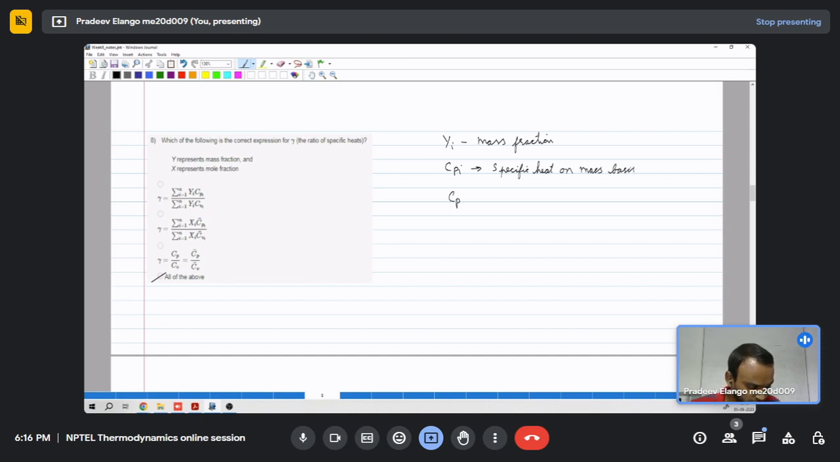So if you want to calculate the Cp for the mixture, we would sum up the product of yi and Cpi. So this will be the Cp of the mixture. So gamma of the mixture will be Cp mix by Cv mix. So this can be obtained using the summation of yi Cpi over the summation of yi Cvi. And similarly this can also be expressed on a molar basis, and that is in the second option, and both of these are the same, so the third expression, the sum of both these, is also correct.